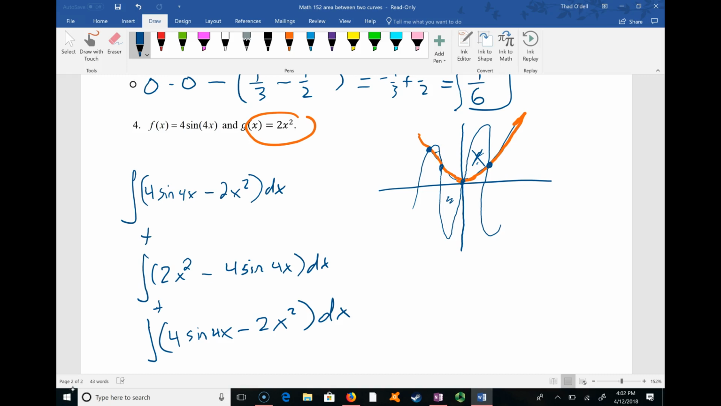Now this point we know because y equals 2x squared and y equals 4 sine 4x both go through 0, 0. So I know that point's 0. X equals 0 there. We just got to find the other ones.